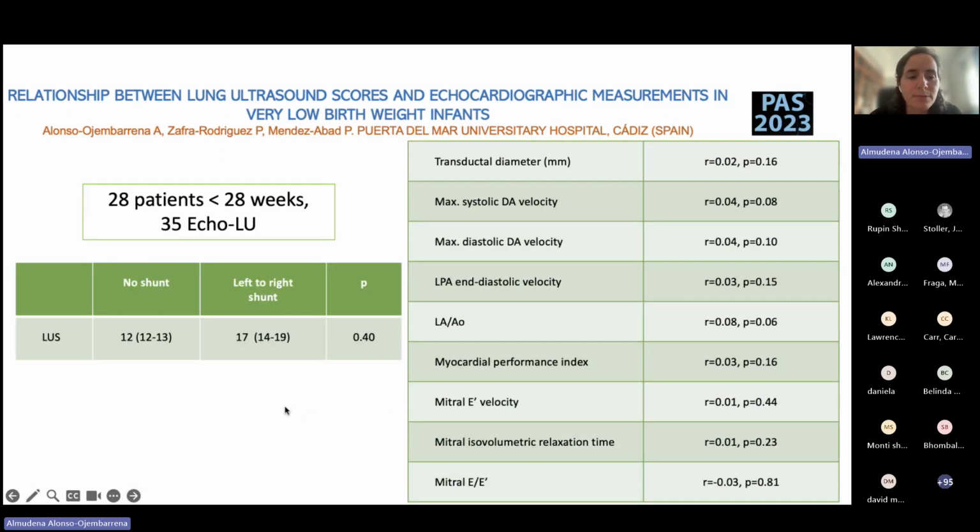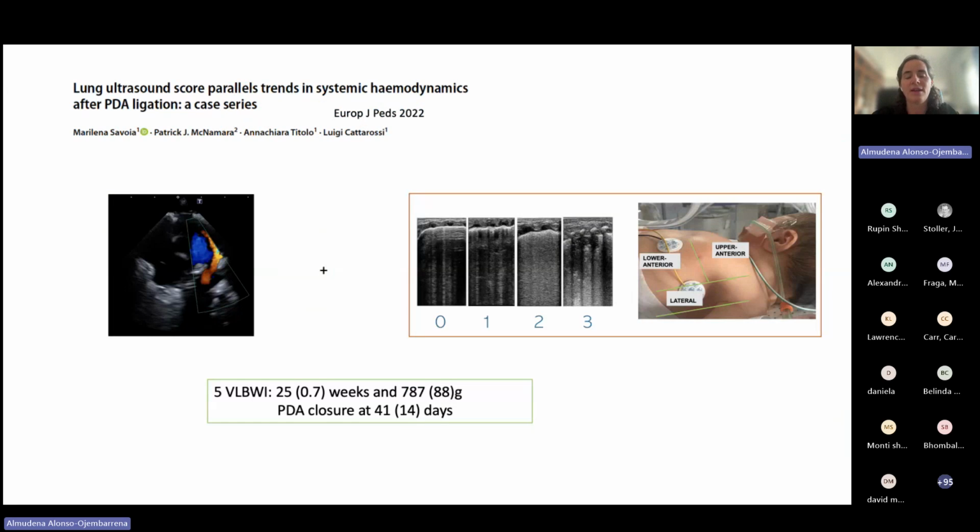However, if we analyze the babies born before 28 weeks, we are not able to find significant differences in the value of lung ultrasound score, nor other values related to pulmonary overflow or left ventricular function. So maybe in this population, it's not that easy to see the effect of PDA in the lung using lung ultrasound.